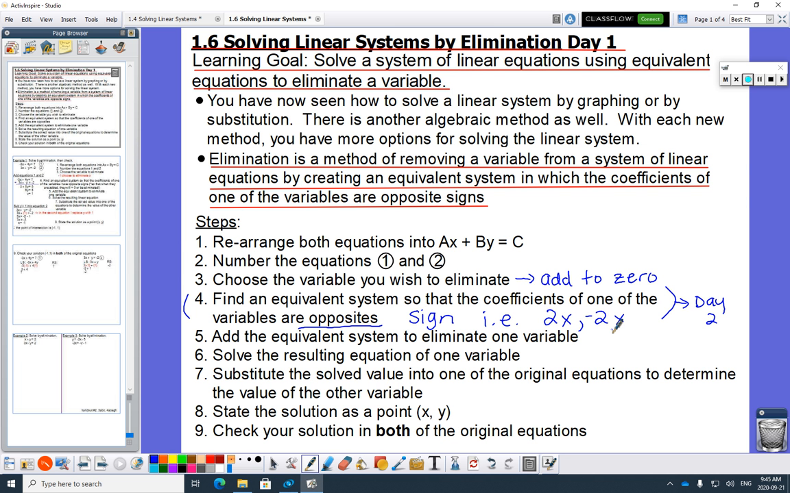Even when you're trying to find the equivalent system, you don't even have to worry about whether it's the lowest common equivalent system. None of that matters. You can pick whatever you want as long as it makes an equivalent system. You multiply every term, and one of them is going to be positive and one of them is going to be negative. It could be the x, it could be the y, it doesn't matter, you pick. So we're going to add the equivalent system to eliminate a variable. And again, we want to make it 0.